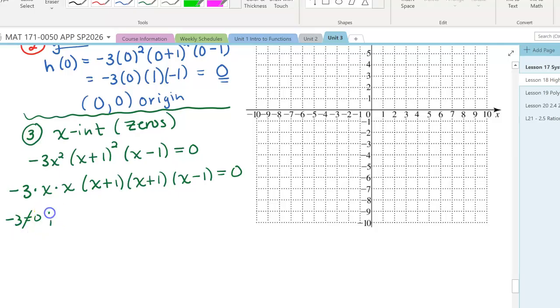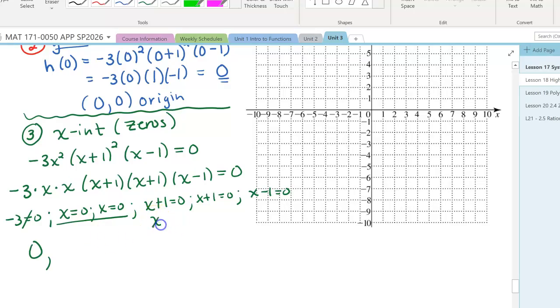All right, so I could set this negative 3 equal to 0, but that's just kind of nonsense. That's not going to help us. But then I have x equals 0 twice. I have x plus 1 equals 0 twice. And then you also have x minus 1 equals 0. So I'm going to get 0 for one of my zeros here. I'm going to get x equals negative 1 for both of these. And then x equals 1 for this one.